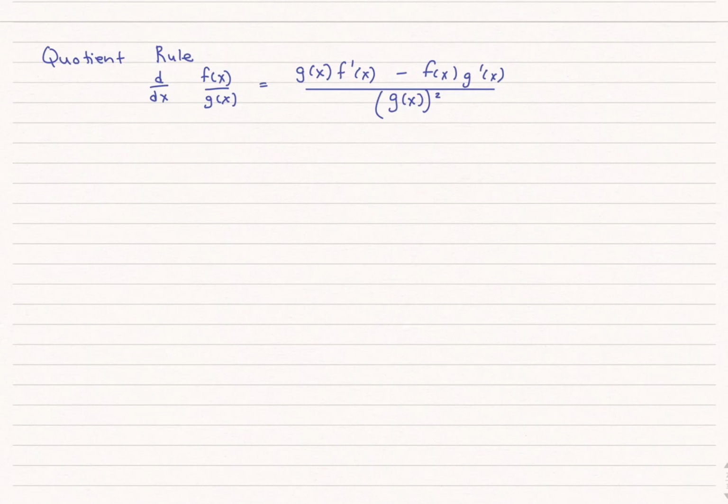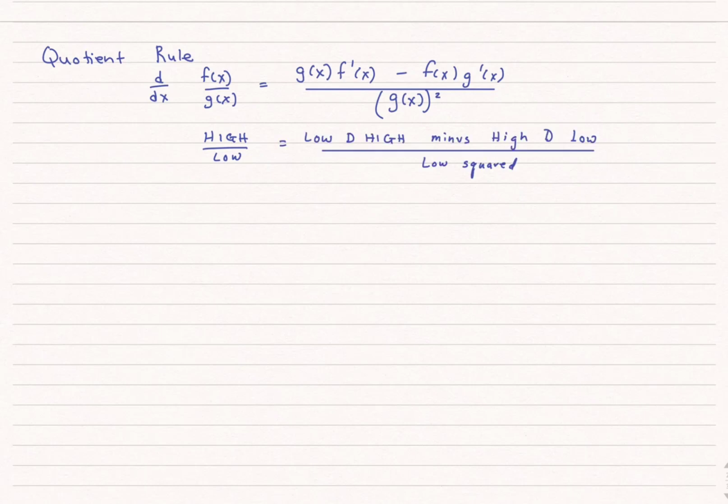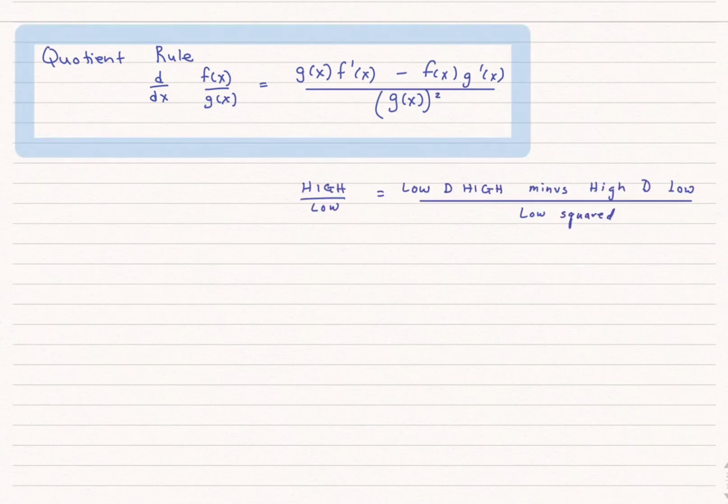Some people have a shorthand way of memorizing this. They call f of x high, g of x low, and you can say low d high minus high d low, divided by low squared. However you need to memorize it, I don't care, but you do need to know this. Let's do an example or two of this.